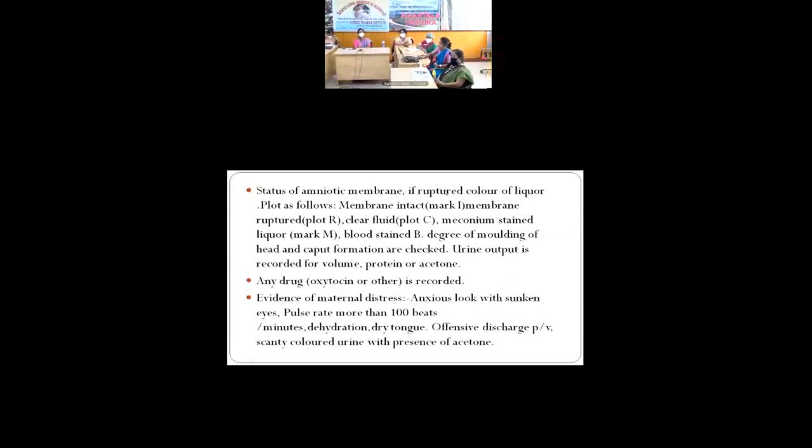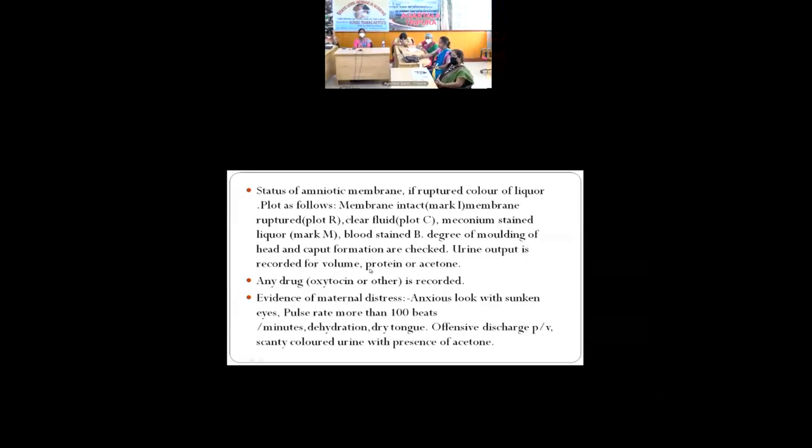and station of head is also checked. Status of amniotic membrane and color of liquor are plotted as follows: membrane intact, mark I, and membrane ruptured, plot R; clear fluid, plot C; and meconium stain liquor, mark M. And if it is blood stain, mark B. Degree of molding of head and caput formation are also checked.